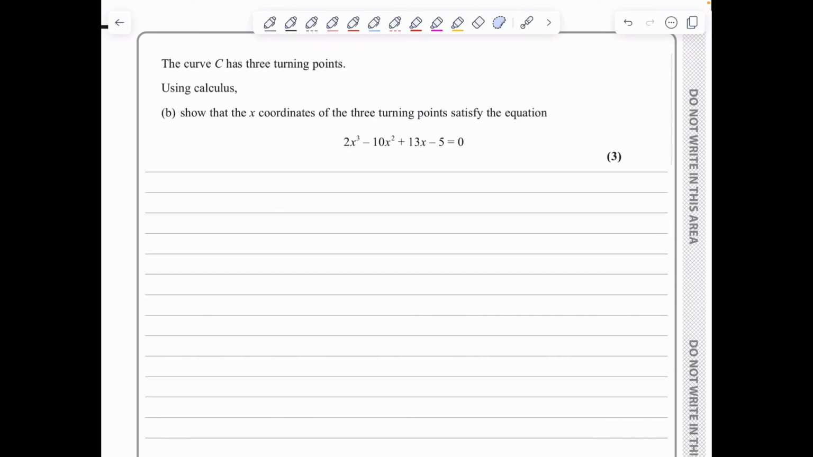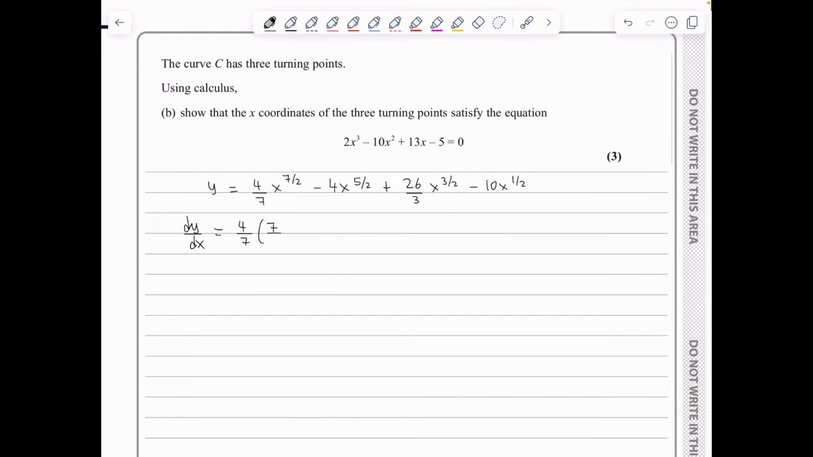In B, we are told that the curve C has 3 turning points, and we need to use calculus to show that the x-coordinates of these turning points are given by this cubic equation here. So obviously, I will need to differentiate. We start with the expression we got for y, and we're going to differentiate to get an expression for dy dx. So we get the power down, and we deduct 1 from the power.